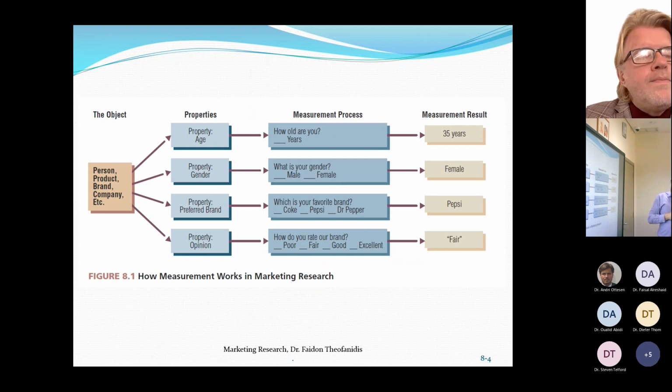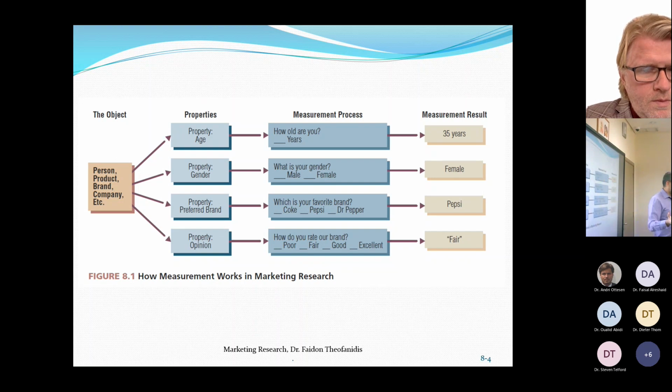Now, you will see that when we create questions, we have 2 options. Either we give the answers. For example, in the second question, we mentioned what is your gender, male or female, and we provide the answers. So this is referred to as a closed-ended question. Or we can leave it open. For example, how old are you?